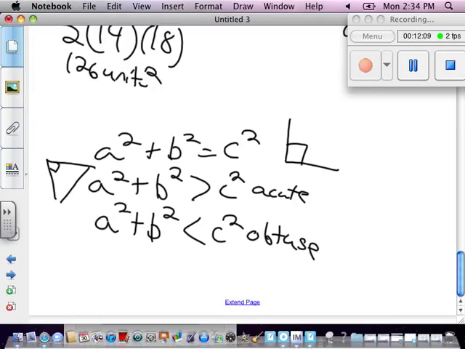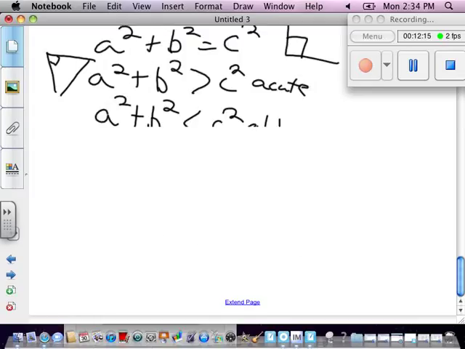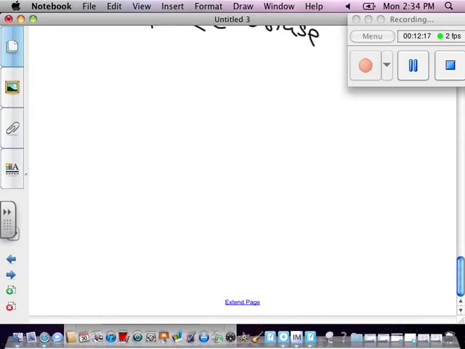Let's look at these similar triangles because I think these are what give you guys the most problems. We're going to do 12 first, then hopefully we'll have time to do 13.